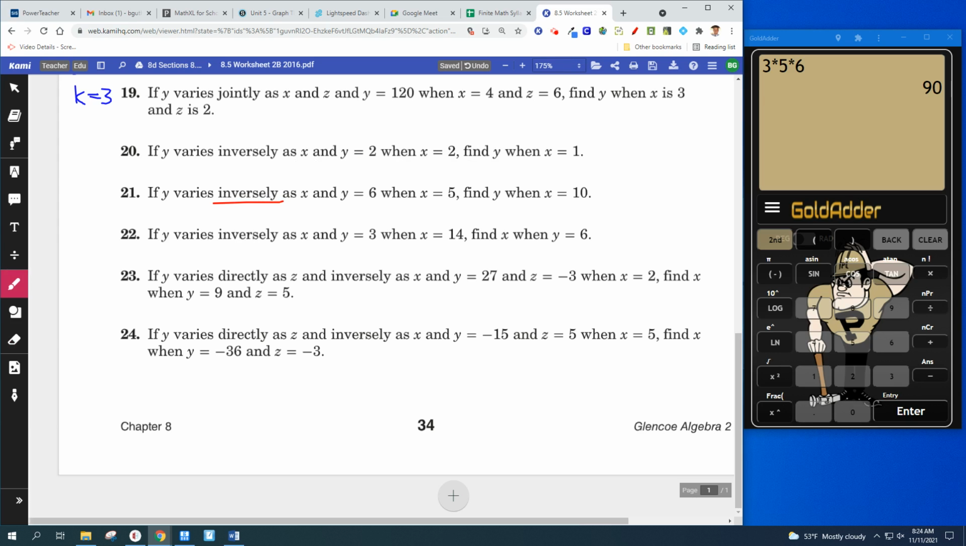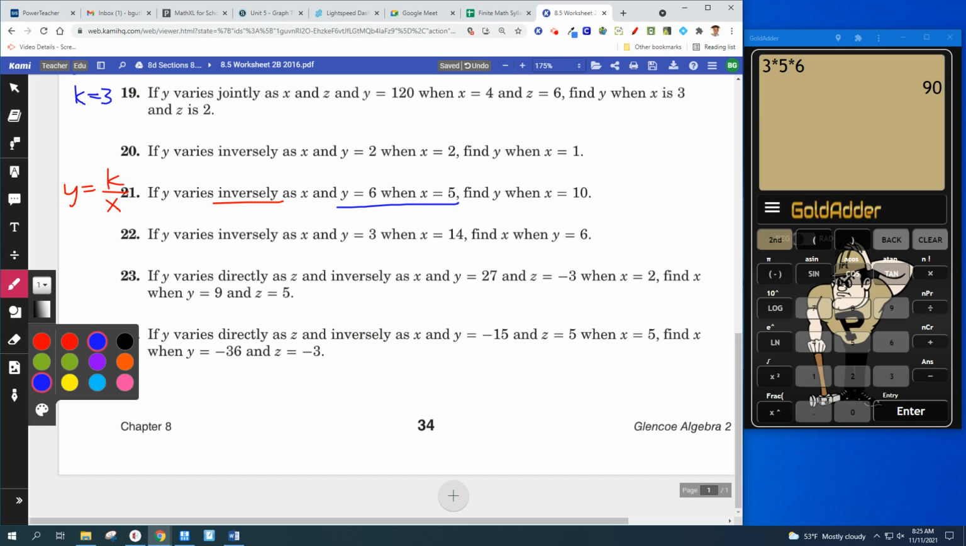It's inverse. So y equals k over x. And we're going to plug in these numbers. So 6 equals k over 5. Yeah, it's 30. And if you can't see that it's going to be 30, 30 divided by 5 is 6, you can treat this like a proportion and cross multiply if you want, or multiply both sides by 5. Maybe that's even better to cancel out. You're getting k equals 30.